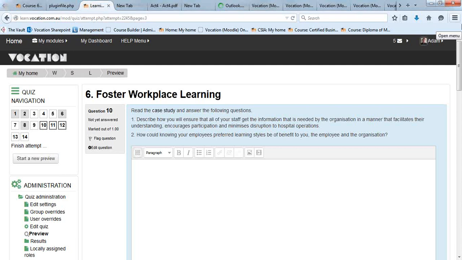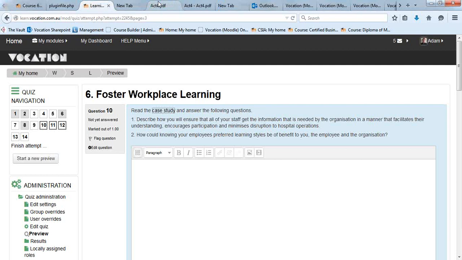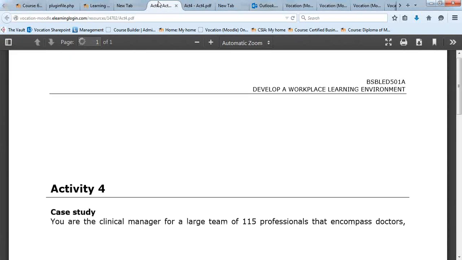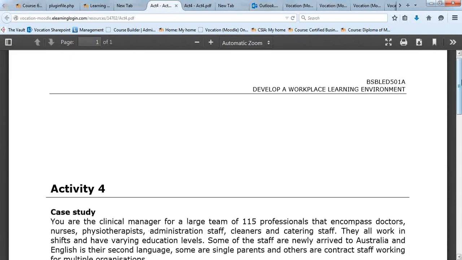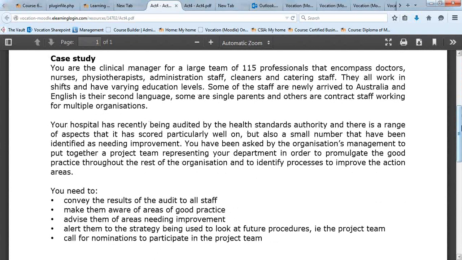Sure. You can also access the case study by just clicking on the link there. So, yeah, okay, I might do that. I'll right-click on that and open it in a new link. It opens up a PDF file, and there it is. There's your case study. And that's the whole thing. So let's read it out.